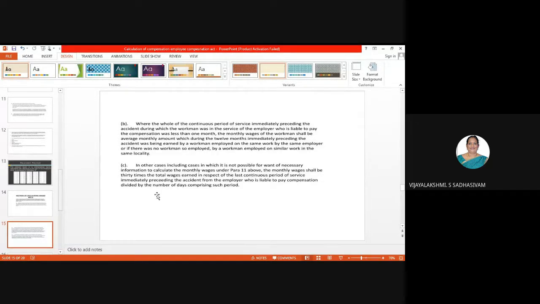In other cases, including cases where it is not possible for want of necessary information to calculate the monthly wages as mentioned above, the monthly wages will be 30 times the total wages earned in respect of the last continuous period of service immediately preceding the accident from the employer who is liable to pay compensation, divided by the number of days comprising such period.